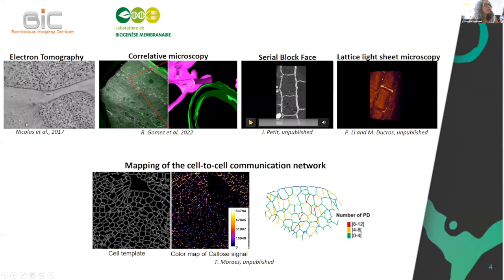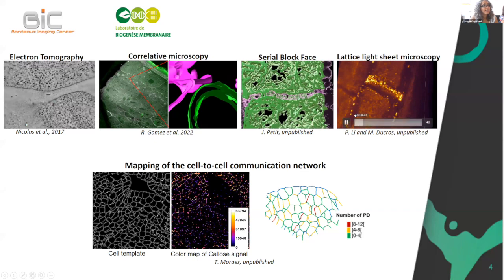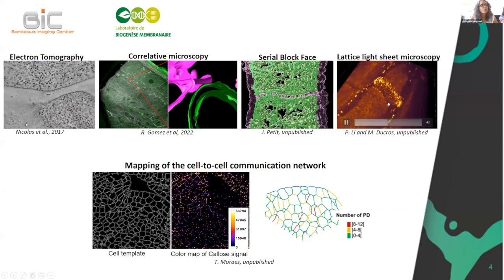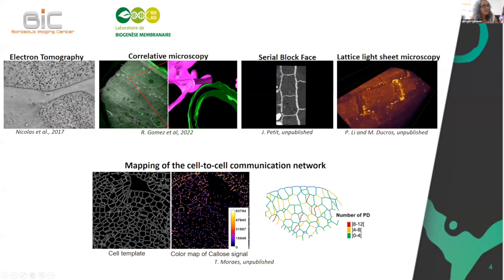We also have a strong expertise in serial block face imaging. And here you can see some layers of cells of a root tip. And we also have a homemade system which allows lattice-like microscopy. Also, we have a cell which allows automatization of cell treatment. And you have an example here with an automatization of the mapping of the cell-to-cell communication network. So now I have finished, and I will give the screen to Clement for the CLEM presentation.